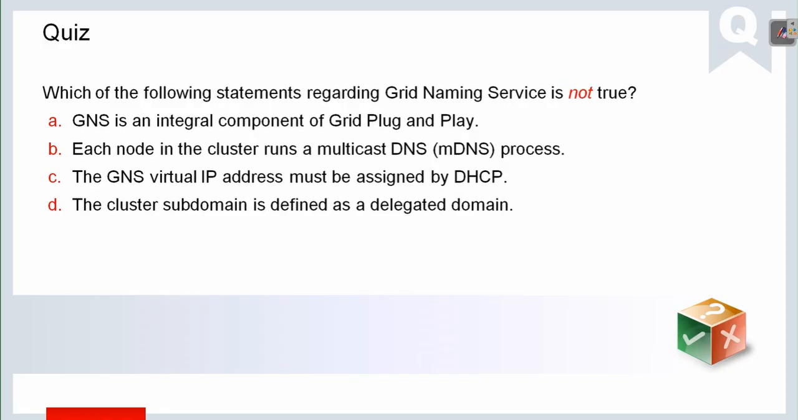No. If you remember my diagram, I gave you one of the three possible deployment options of a cluster. And when using GNS, we must add the static IP address of GNS in the DNS. So assigning the IP address of GNS through DHCP is not the correct answer. The cluster subdomain is defined as a delegated domain. That is true. So C, this is not true. So the answer is C.